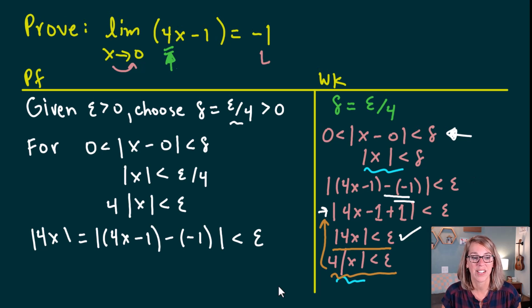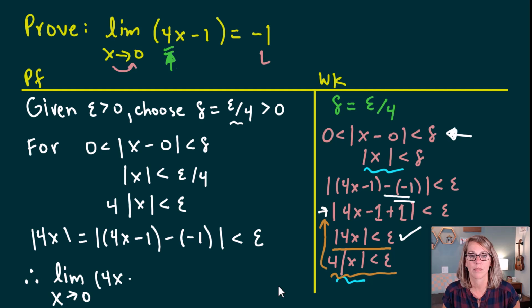I am ready for my conclusion. I can actually shortcut my conclusion depending on whatever your teacher requires. I can just write the limit statement as my conclusion. That's really what our conclusion is here. So I can say that the limit as x approaches 0 of our function 4x minus 1 is in fact equal to negative 1.